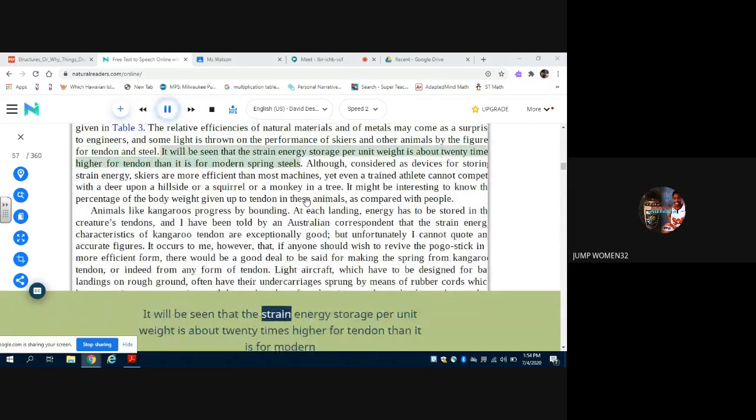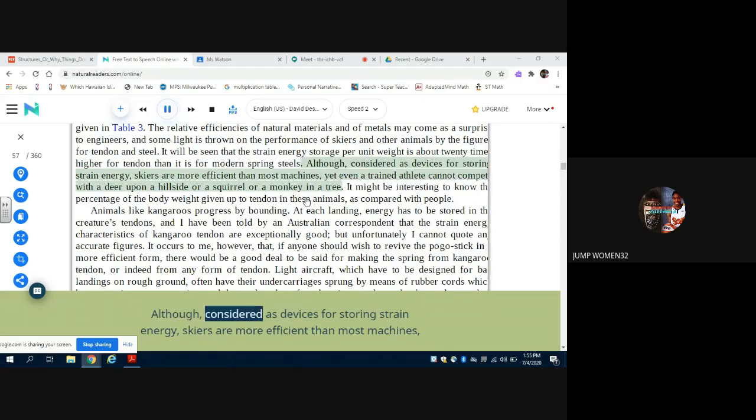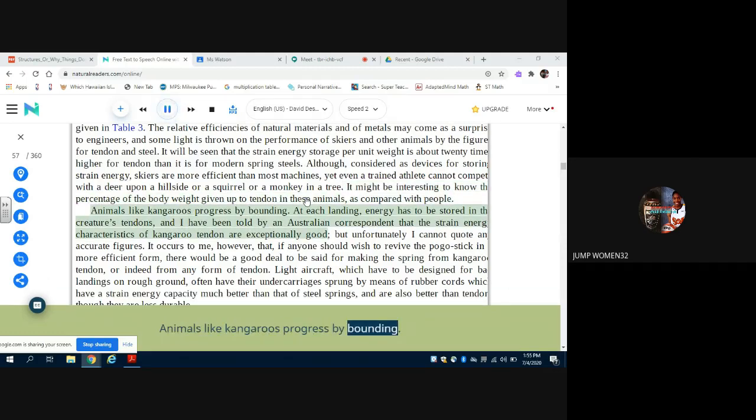It will be seen that the strain energy storage per unit weight is about 20 times higher for tendon than it is for modern spring steels. Although, considered as devices for storing strain energy, skiers are more efficient than most machines, yet even a trained athlete cannot compete with a deer upon a hillside or a squirrel or a monkey in a tree. It might be interesting to know the percentage of the body weight given up to tendon in these animals, as compared with people. Animals like kangaroos progress by bounding.